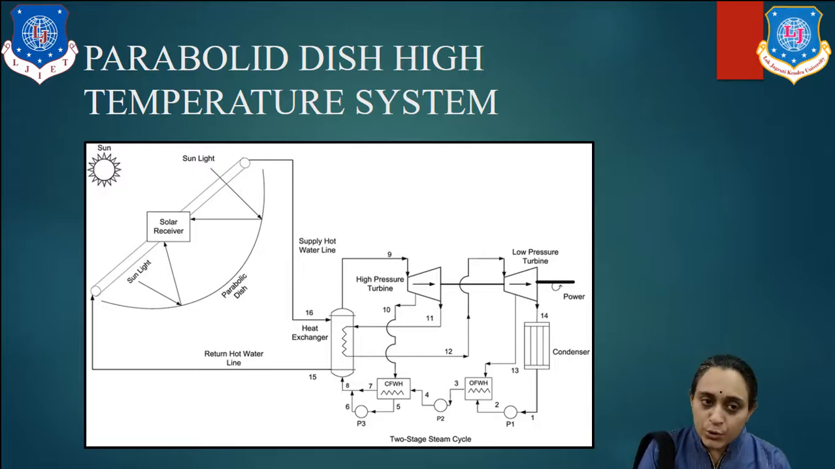The fluid passes through the receiver. As we have already studied the paraboloid disc, I do not need to explain it further. You have to see that video in which I have discussed the paraboloid disc. So there is a receiver in between. The receiver is heated up and it is used to drive the prime mover.